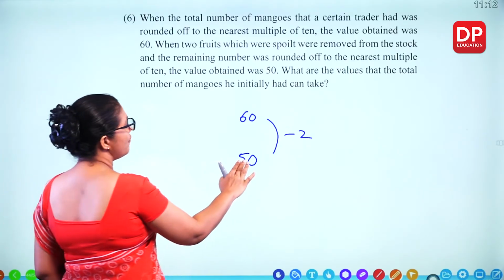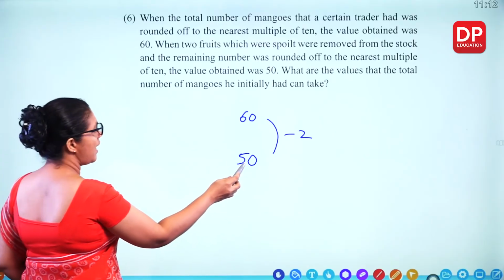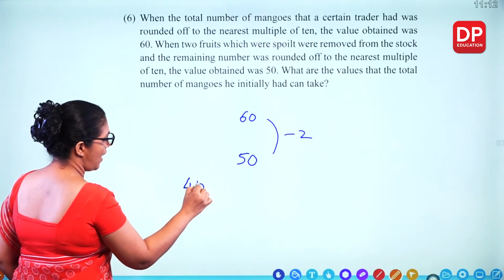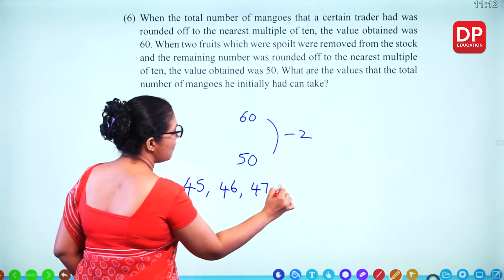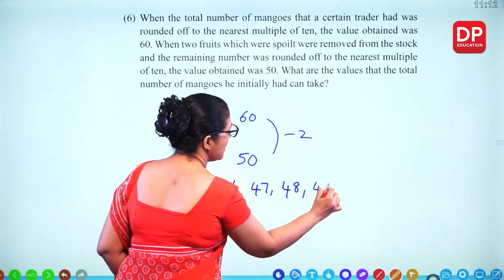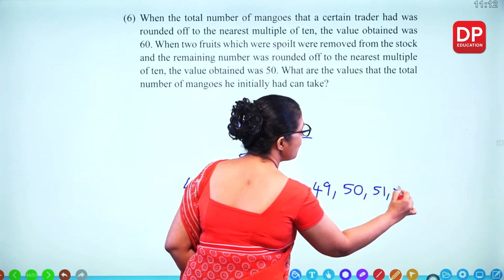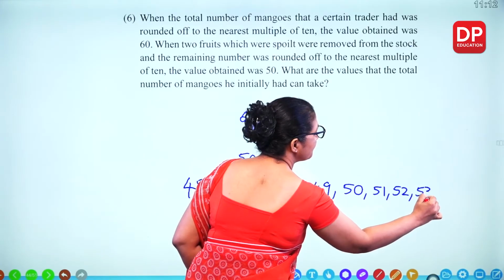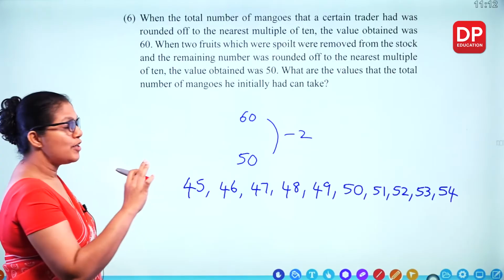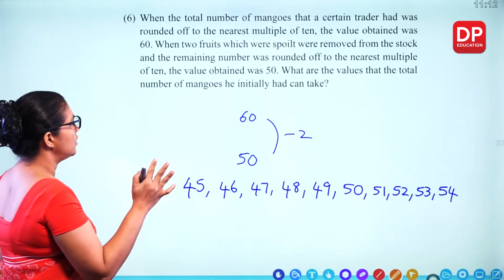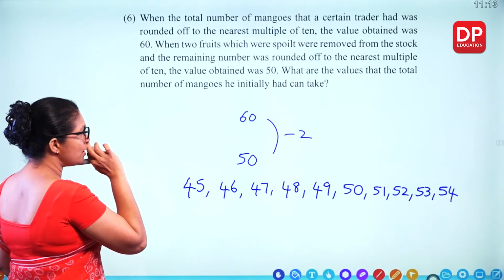What are the values that the total number of mangoes he initially had can take? So if this is rounded to 50, what are the possibilities? You can get 45, 46, 47, 48, 49, 50, 51 up to 54. And when you remove 2, you are getting this value. So rounded to 60.